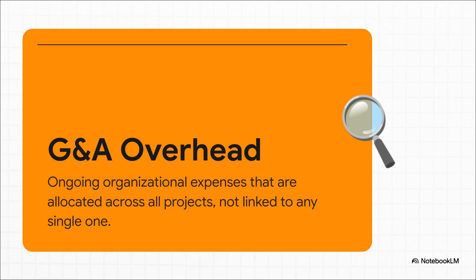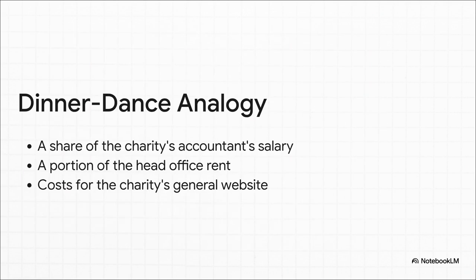And the key thing to get here is that these costs are spread out. They're allocated across all the projects, all the products. They aren't linked to your project specifically, and they definitely don't disappear when your project is finished. So to finish up our dinner dance story, the G&A costs would be things like, say, a small share of the main charity's full-time accountant's salary, or a tiny portion of the rent for the charity's main head office. Your little project has to absorb a small piece of these much, much bigger, ongoing company-wide costs.